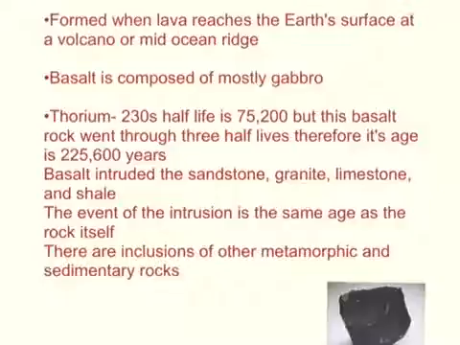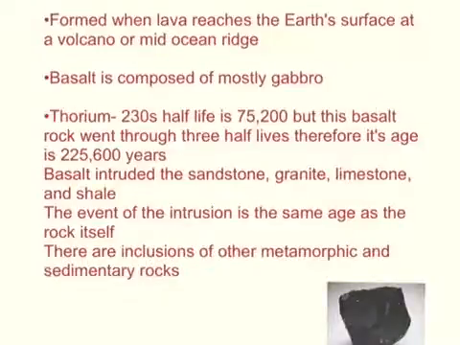This rock type is fine-grained basalt. It formed when lava reached the Earth's surface at a volcano or a mid-ocean ridge. Basalt is composed of mostly gabbro, and the lava cools quickly, after a few days or a couple weeks, which is why it formed solid rock with smaller, fine-grained crystals. The mineral content is generally pyroxene, plagioclase, and olivine. If it is porphyritic, it will be made up of olivine, pyroxene, and plagioclase.